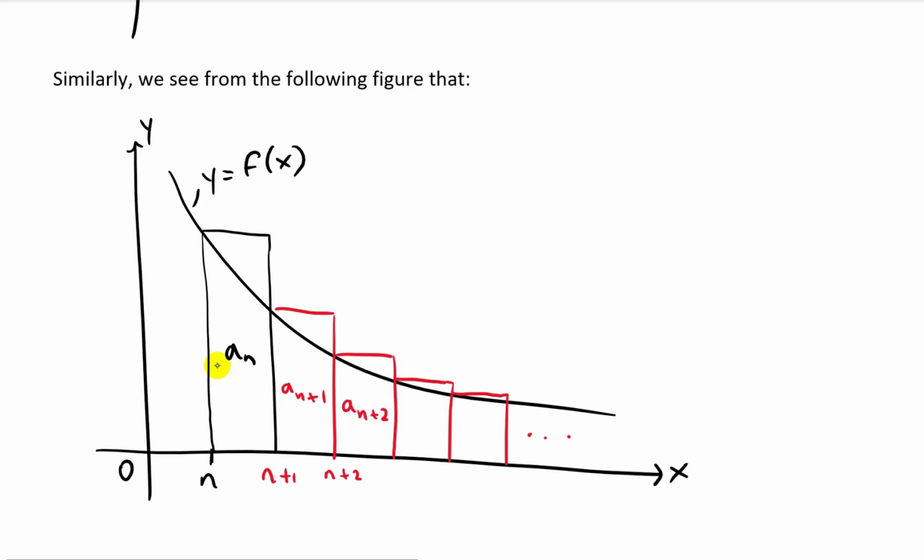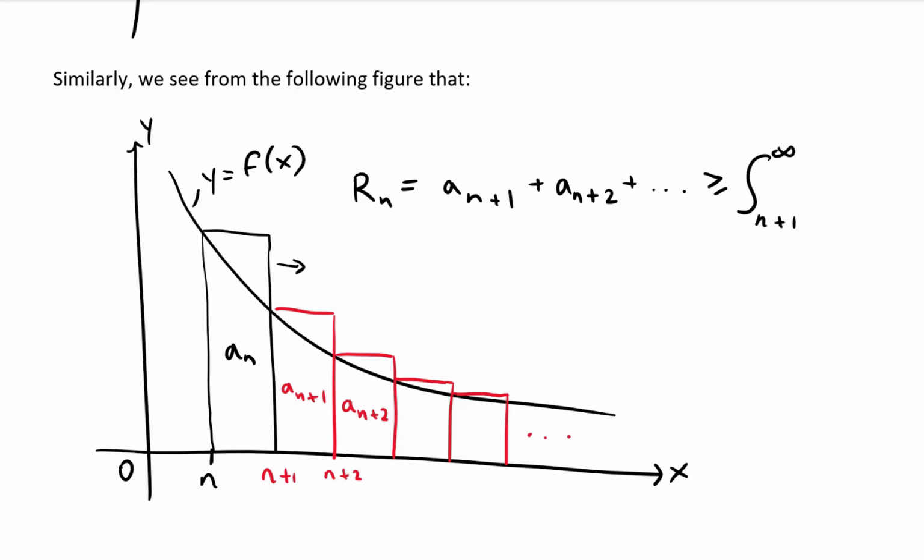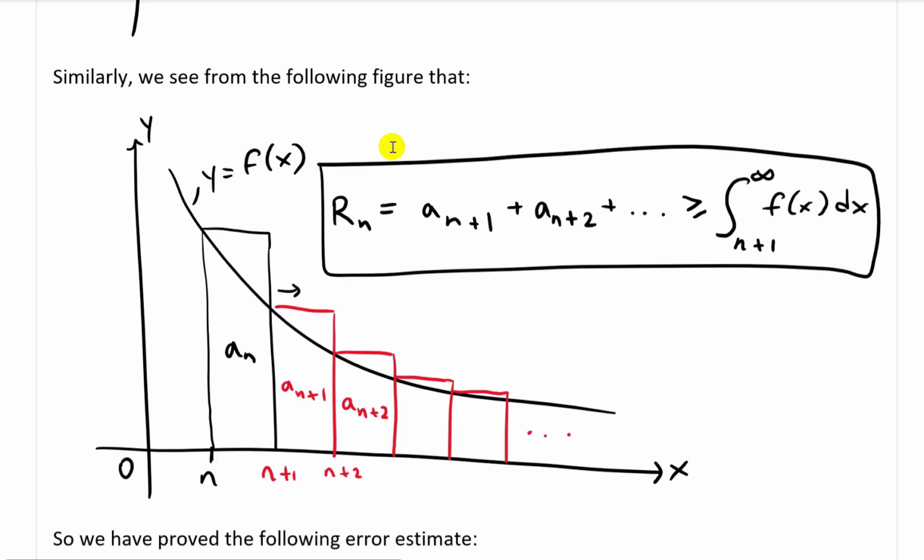Notice this one is greater than the f of x curve there. Thus, what we have is the Rn, the remainder past the nth term, is going to be equal to a n plus 1, and then going further, a n plus 2, and then plus dot, dot, dot. But now instead of less than, it's going to be greater than or equal to the integral, or the area underneath this curve, from n plus 1. So we're starting from this side there. So n plus 1 up to infinity of f of x dx, like that. Yes, and here I've boxed that out.